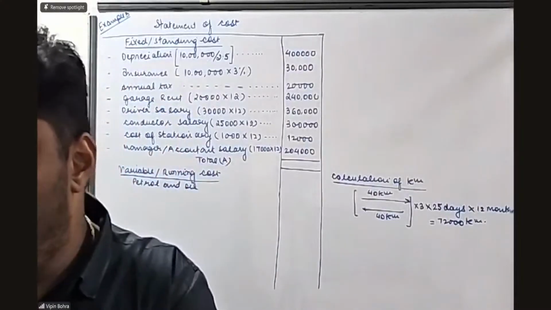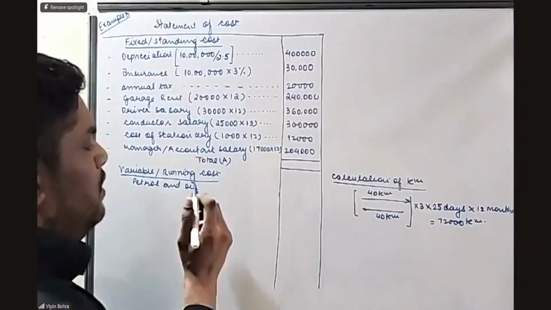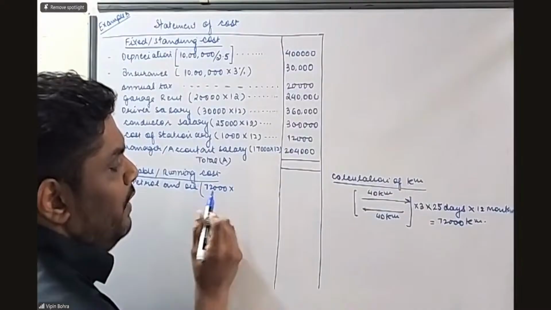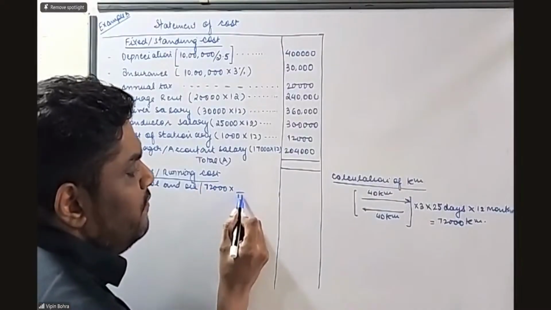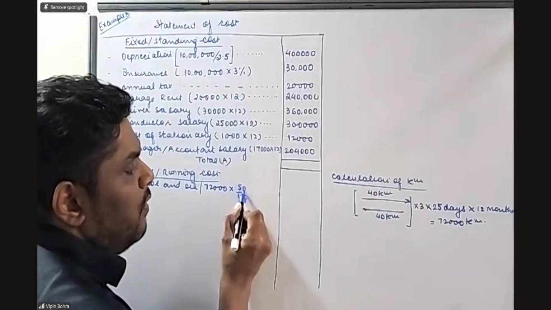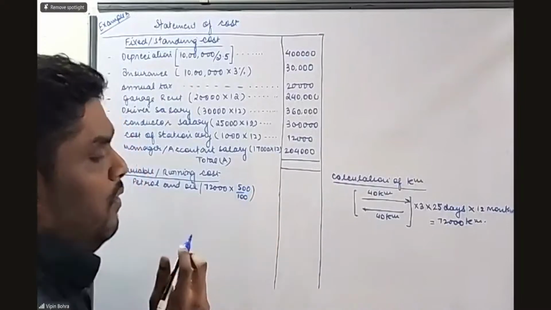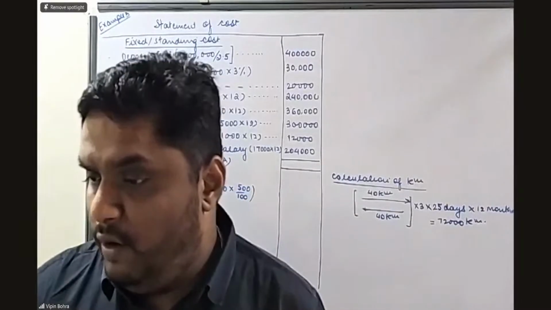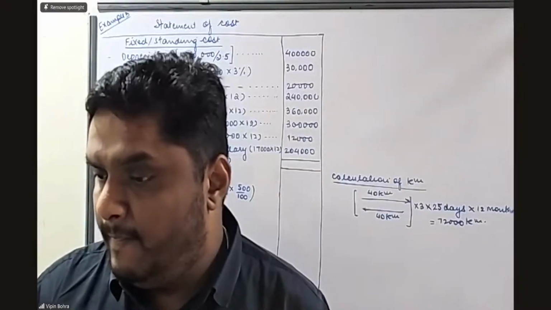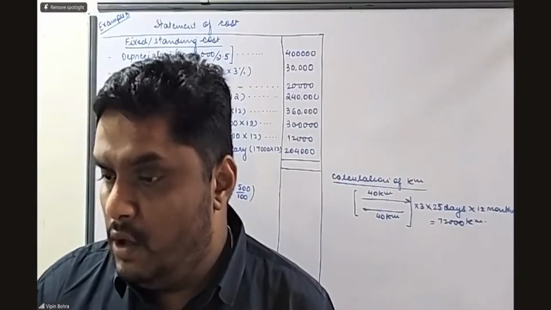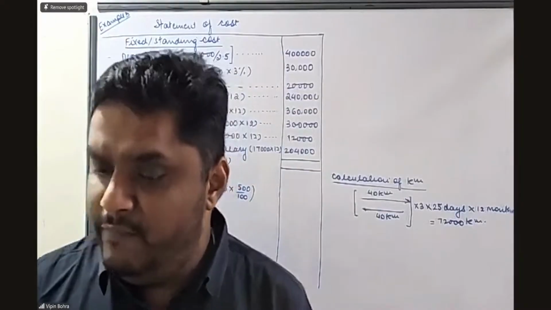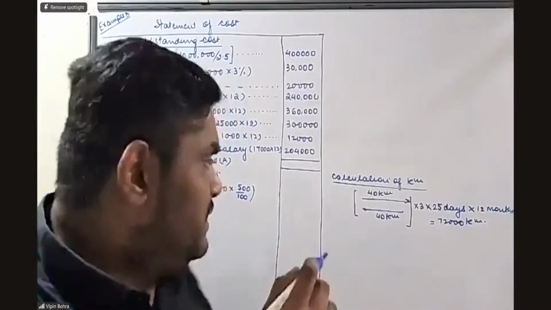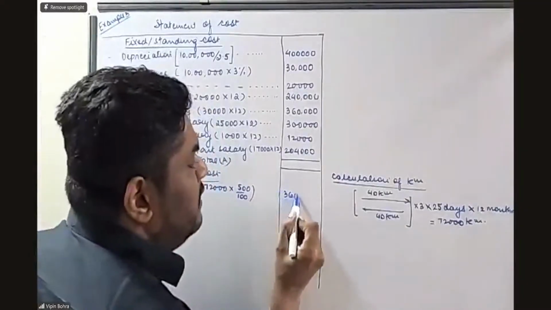So we have got the total kilometers now. 72,000 is the kilometers. For every 100 kilometers, 500 is the cost. It is given in the question also that petrol and oil will be 500 for every 100 kilometers. So this will be 3,60,000.